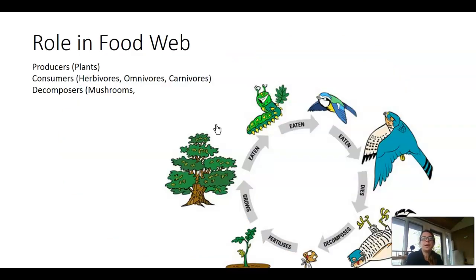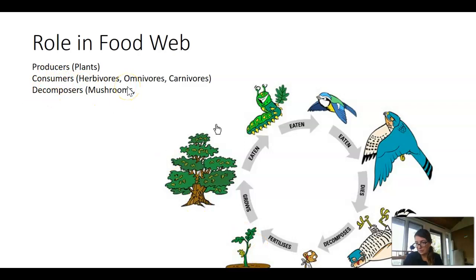To create your diorama, it's also important to understand your organism's role in the food web. So we know that there are producers. Producers create their own food. They produce their own food. Those are our plants. So down here at the bottom of our food web, we have our plants.